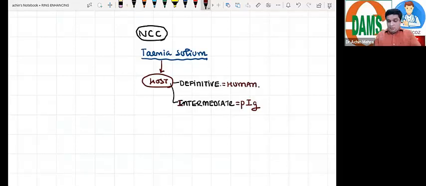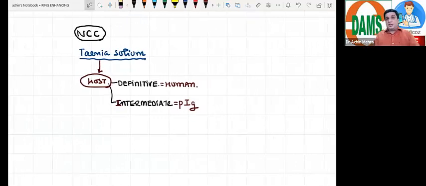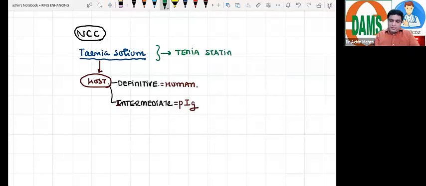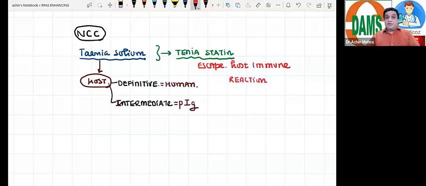Now, what is special in Taenia solium that it escapes the host immune reaction? That means it is lodged in my brain somewhere, and it is happy to sit there for such a long time. Taenia solium has a substance known as taeniastatin. Taeniastatin secreted by this organism helps it escape the host immune reaction. That means this is a parasite which is going to live in us for a very long time, right?